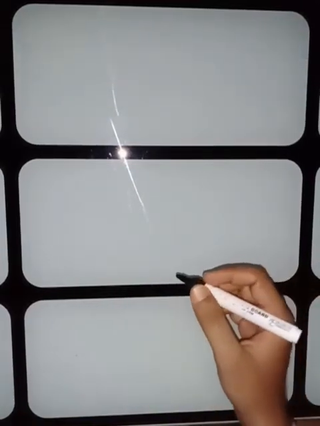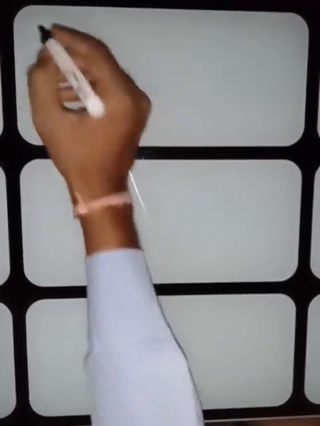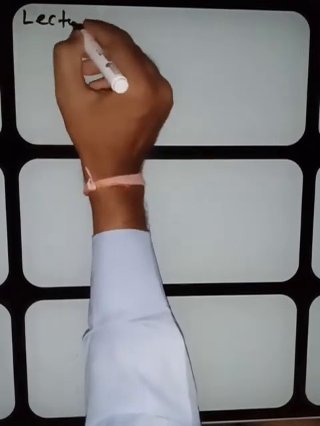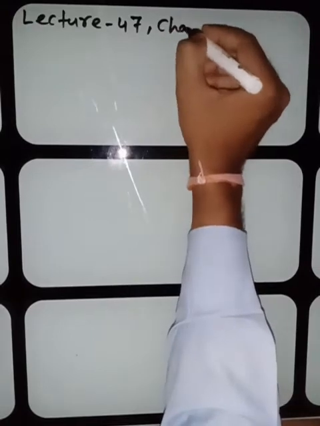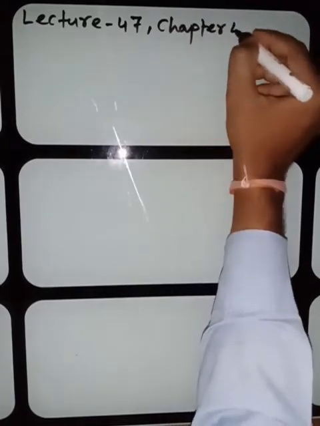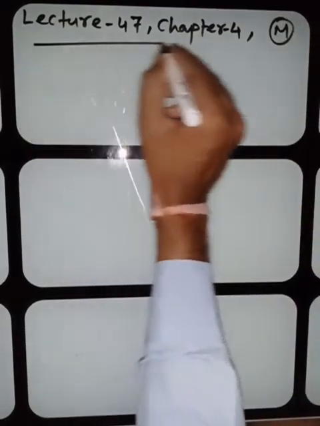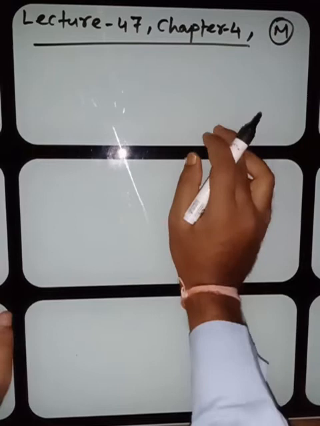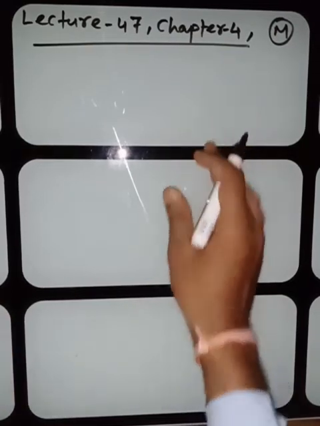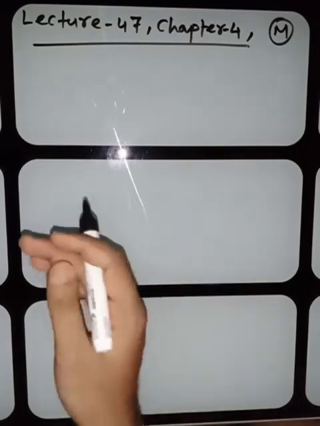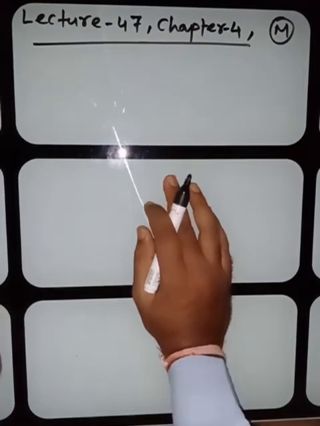Today we are in lecture number 47 of chapter 4 NCERT, Moving Charges and Magnetism. Students, today we will discuss 3 questions of board exam which are sometimes asked for 3 marks.